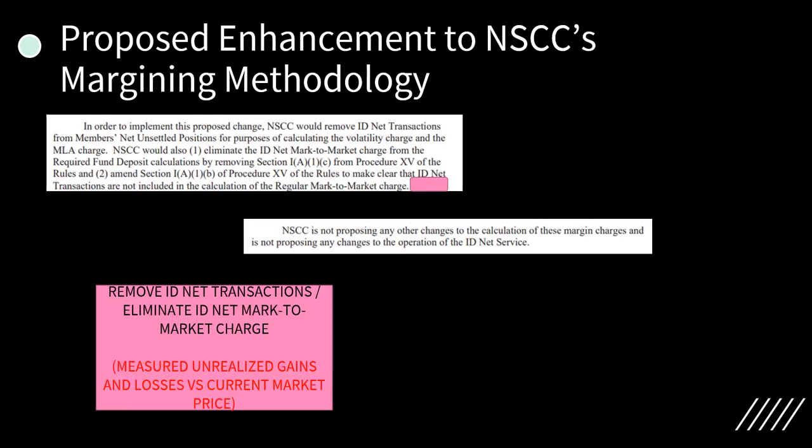So continuing on with the margining methodology enhancements. In order to implement the proposed change, they're going to obviously remove the ID net transactions from the member's net unsettled positions for purpose of calculating the volatility charge and the MLA charge. NSCC would also eliminate the ID net mark-to-market charge from the required fund deposit. They would also amend Section IA1B of Procedure XV to make clear that ID net transactions are not included in the calculation of the regular mark-to-market charge.